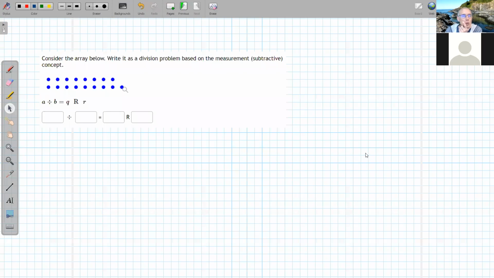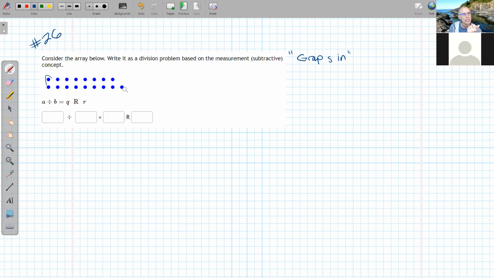All right, recording. Okay, so this is number 26 from the homework. Number 26. And we want to use the measurement or subtractive concept. And remember, I also called this the groups-in model. And so I'm looking for repeated groups. I'm repeatedly subtracting the same number. And so there's a couple views you could take on this.